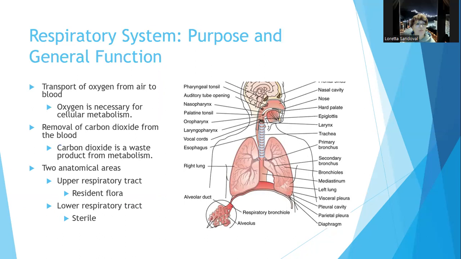So the respiratory system is pretty important. It's the only way we can get oxygen into our system from the air into our blood. And oxygen is necessary for everything, for cellular metabolism. If we don't have oxygen, we're anaerobes. We need oxygen, so we need to get it in. Plus, we need to remove carbon dioxide, which is a byproduct of cellular metabolism, from the blood. So carbon dioxide is our byproduct, our waste product.